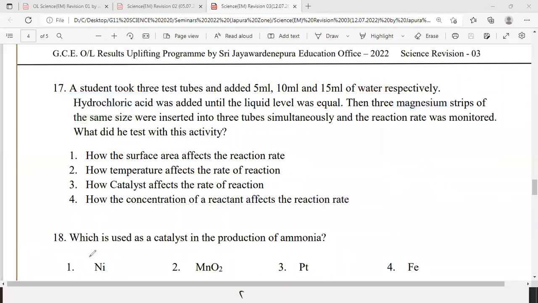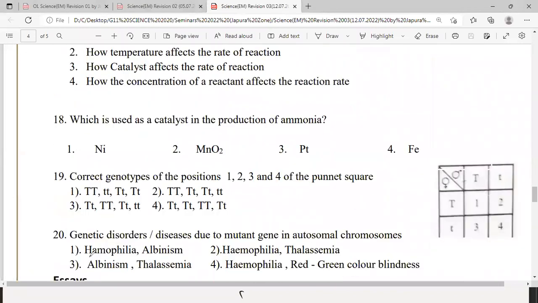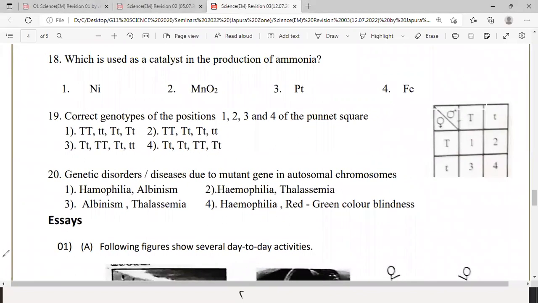Question number 18. Which is used as a catalyst in the production of ammonia? Yes. This is from chapter 17, grade 10. There are 4 industries. Basically, you have to remember, you should know the catalyst for each industry. Not all the industries given in your textbook.